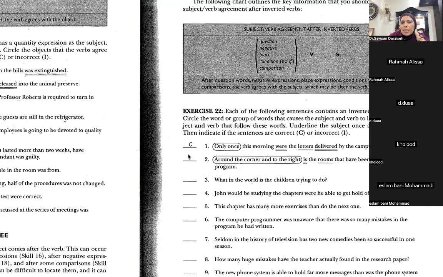So if you take a look at sentence 1: "Only once this morning were the letters delivered by the campus mail service." So there's inversion, of course. What do you think of the sentence? The answer is, really, it's correct, okay? Why? Because we have here negativity, "only one time," that's it. That's negativity, all right? "This morning" is a time expression, "were the letters," that is, the letters were, okay?